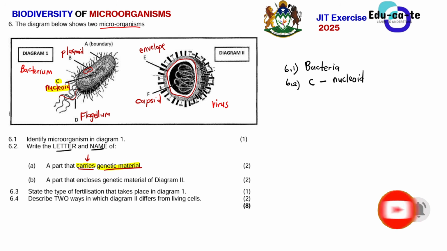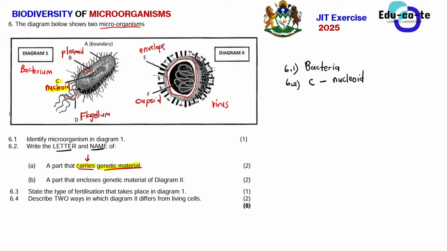So the nucleoid of a bacterium is just an irregularly shaped structure that carries the genetic material. It does not enclose it, it carries it. In a bacterium, a nucleoid carries the genetic material, and they say write the letter and the name. You're going to receive marks for the letter and the name, hence it is 2 marks here.